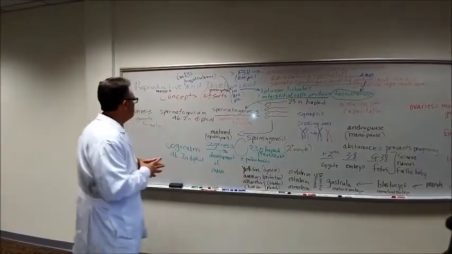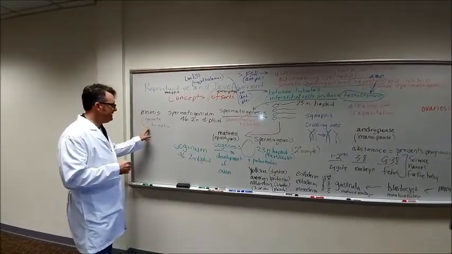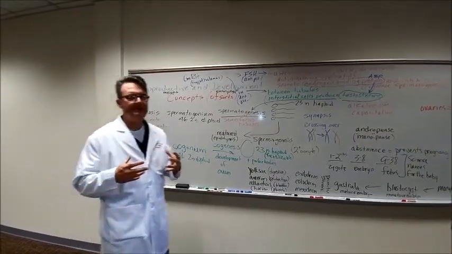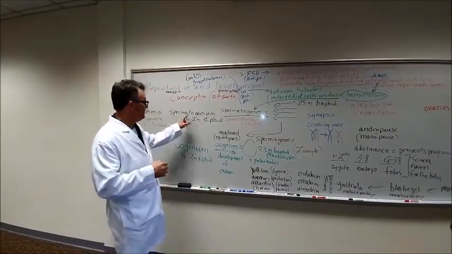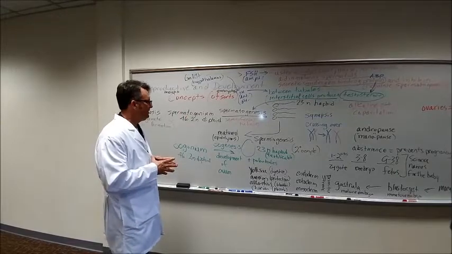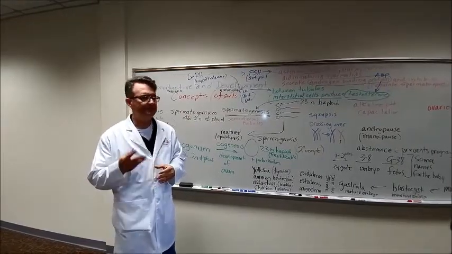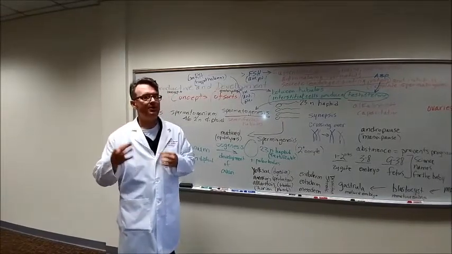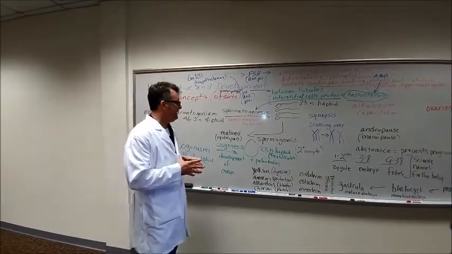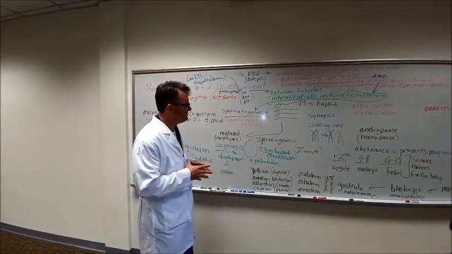Let's talk about meiosis first. Meiosis is gamete formation, and when we talk about gamete formation, we're talking about sperm and eggs. The original is called a spermatogonium, and in the male it has the full count, 46 chromosomes. It is called 2N or diploid. Spermatogenesis occurs in the seminiferous tubules.